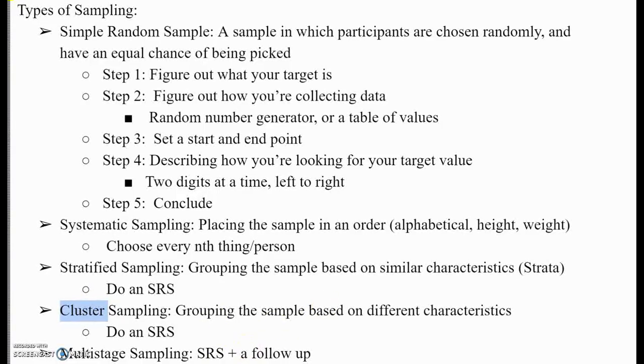Multi-stage sampling is very simple. It is just an SRS followed by a follow-up. So for example, in some situations, SRS doesn't lead to the best outcome. Sometimes people don't respond to your sample. Then you just ask a follow-up question. Like for example, if you didn't respond to the survey, why?